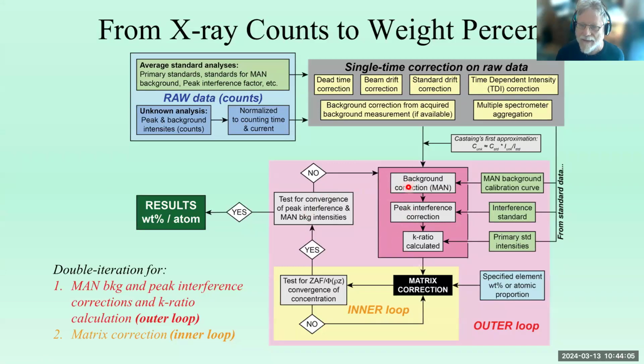And if it's an MAN correction, we iterate that. But then we also go into the matrix correction and we iterate that. And it's actually a double iteration loop. We're actually looping through this two different ways. With a modern computer, though, it goes very fast, so it's not a problem.